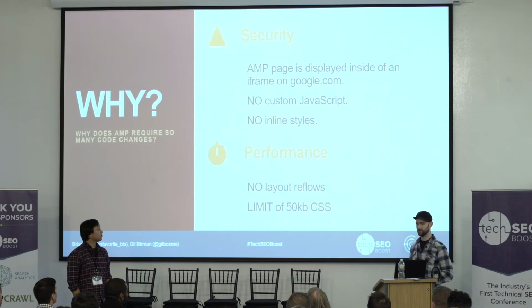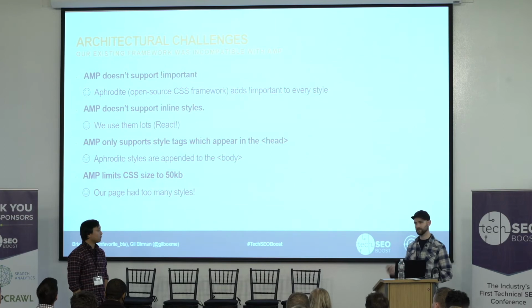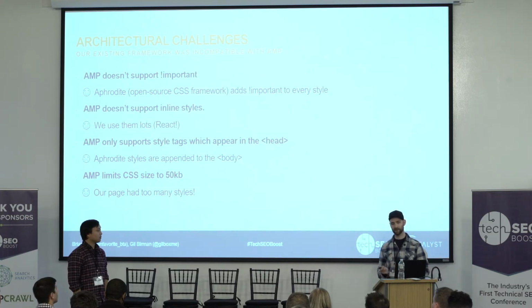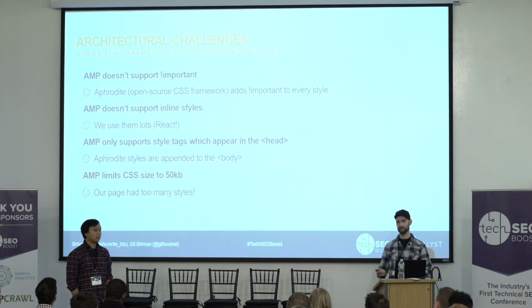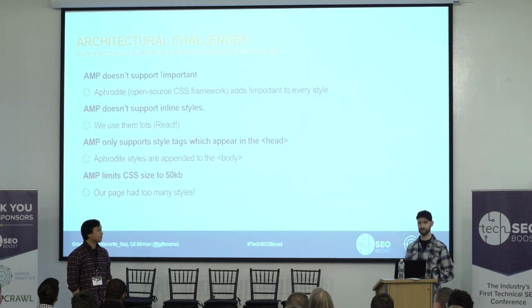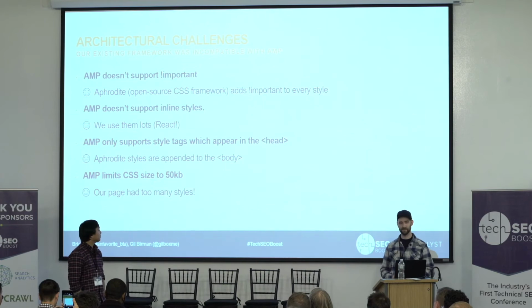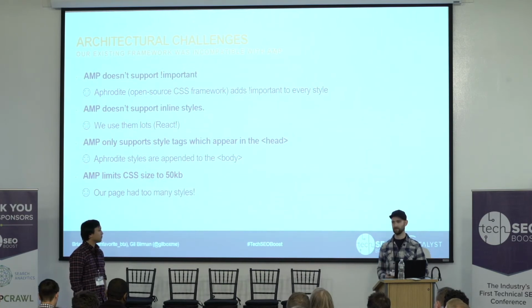It's also designed for performance from the ground up. And it tries to eliminate layout reflows and limit the amount of CSS that you can have. So specific to our case, AMP doesn't support !important. We use an open source framework called Aphrodite, which we use with React, and it adds !important to every style. AMP doesn't support inline styles. With React, it's pretty common to use inline styles. AMP only supports style tags that appear in the head of the document, and Aphrodite inserts them in the body. And finally, the 50 kilobyte limit.